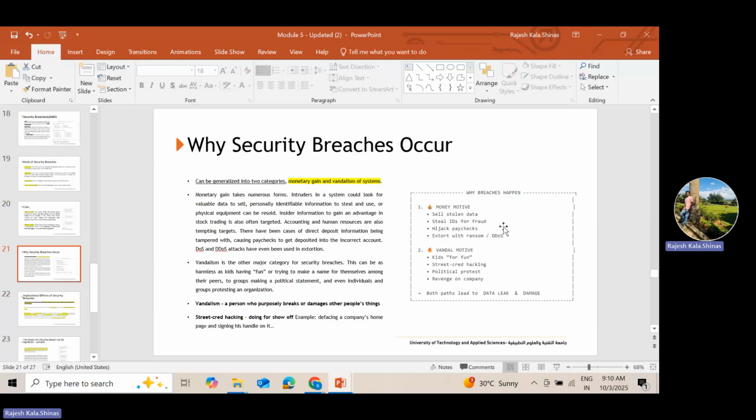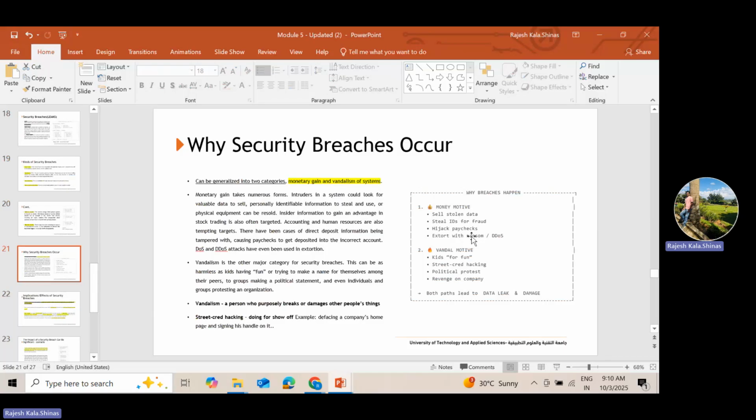Then steal IDs for fraud. Someone will steal the ID card, IDs, username, password, and even sell the data. Sell the usernames, passwords. And hijack paychecks, the payment related. That also will be hijacked.